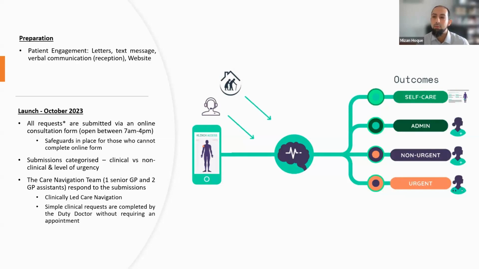So the other day we received one that said somebody has a few spots on their chin, and it had only started about a day ago. So that's something I could signpost very easily to the local pharmacist. And then we would categorize the other needs based on non-urgent and urgent.